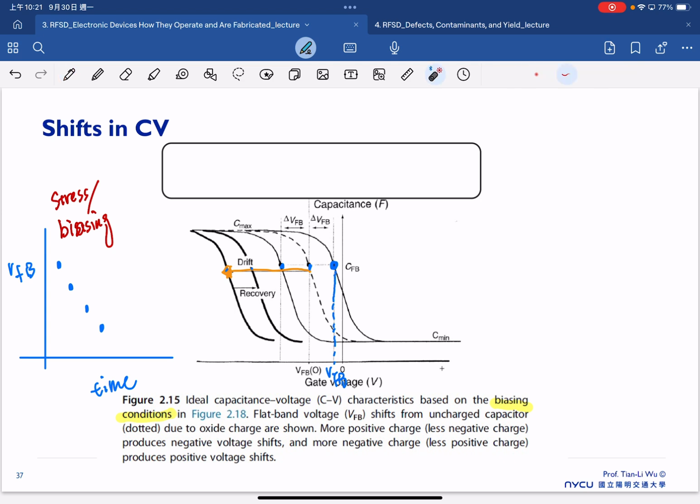And this graph also shows the case of recovery. Recovery means a condition where we don't give any bias, which in most cases is VG equal to 0. That's the case we call recovery. In the case of recovery, you can see the shift towards the right, so our flatband voltage is gradually shifting back. That's why sometimes we call this recovery. The timing can be seen: the left-hand side is under stress, and the right-hand side is under recovery.